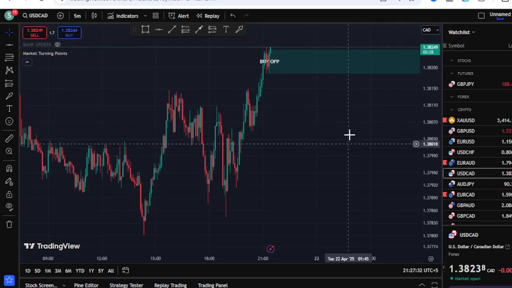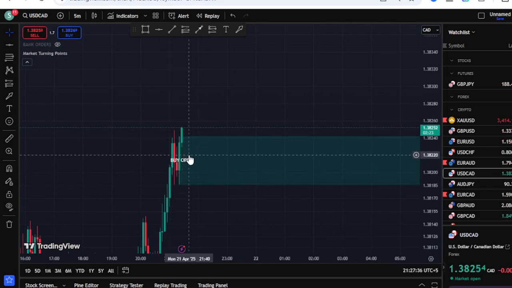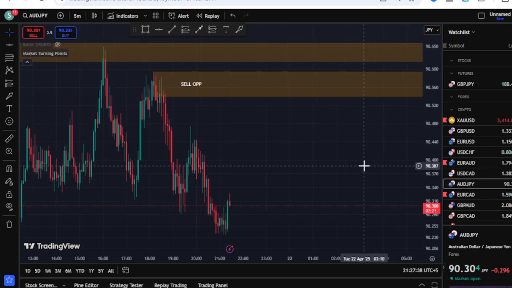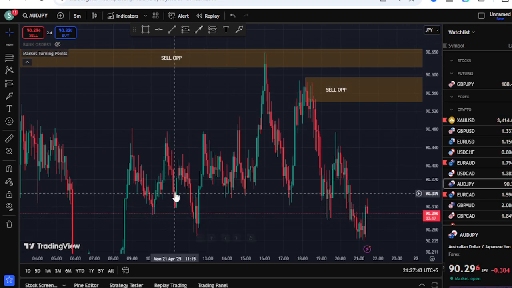Now I can show you more about my indicator. Just look at this. This is the beauty of my indicator. In real time it is providing you a buying opportunity. And just look at this, a selling opportunity. Look at that.